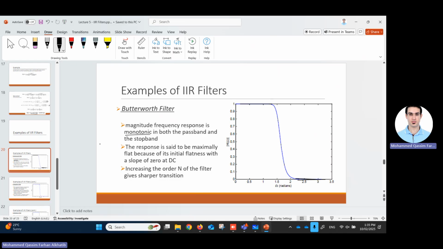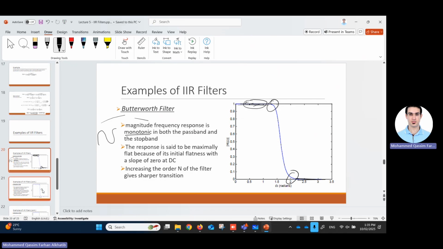Monotonic means that there's no variations like this. It's either increasing or decreasing. The response is said to be maximally flat because of its initial flatness with a slope of 0 at DC. So it is flat here. Increasing the order n of the filter gives a sharper transition. So this transition from here to there, when you increase the order, the filter will become sharper. So this is a good filter actually, like in terms of selectivity, and there is no ripple. There are no variations at the pass band and the stop band.